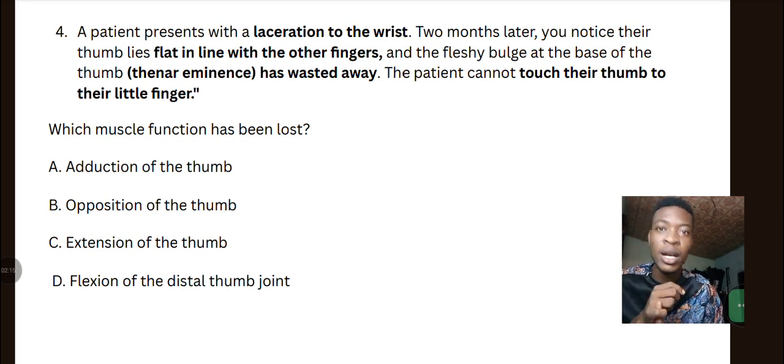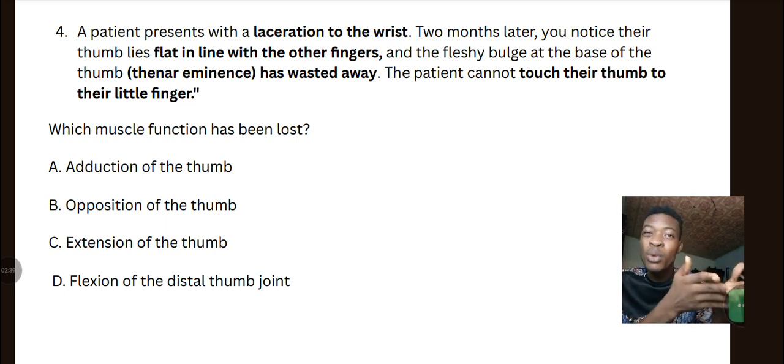We have extension of the thumb. Extension of the thumb is done by the extensor pollicis longus, right? And it is innervated by the posterior interosseous branch of the radial nerve. So that cannot be the answer, because extension is occurring, since that nerve is not affected.